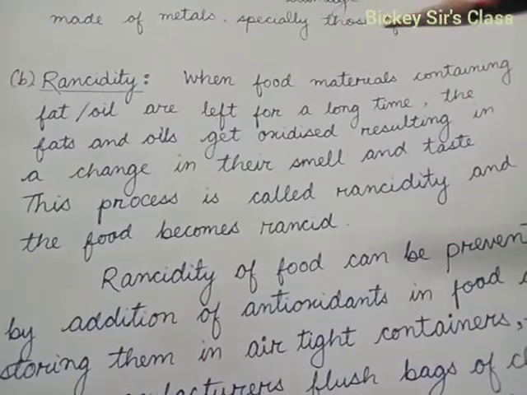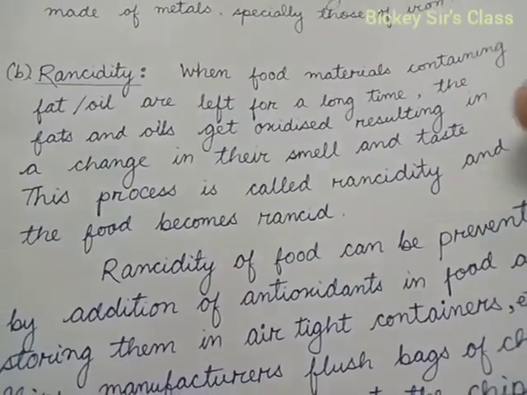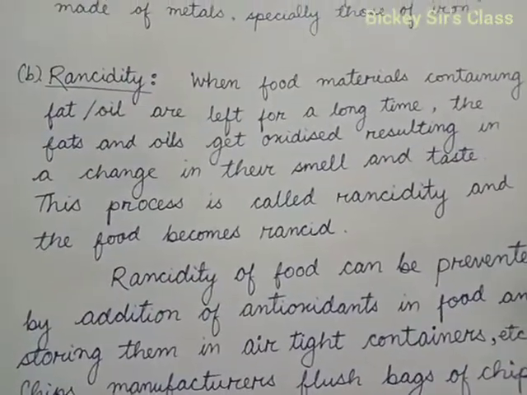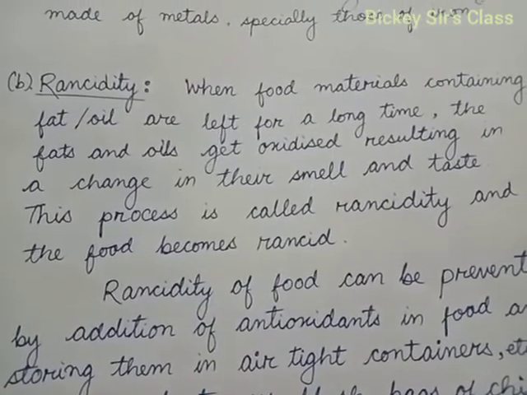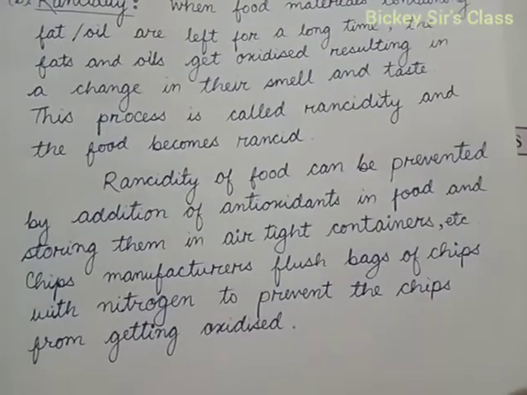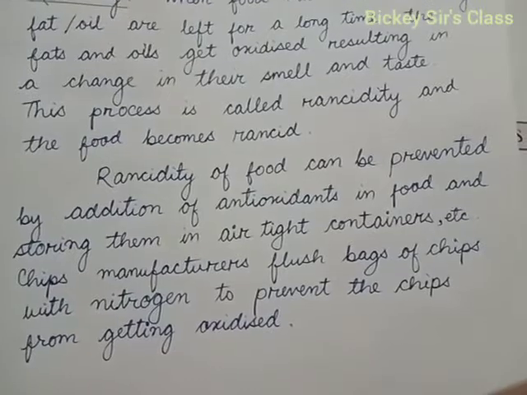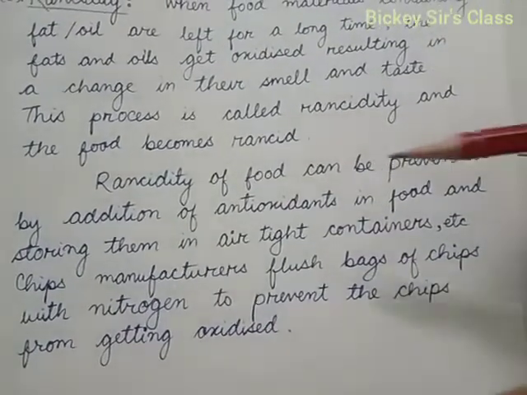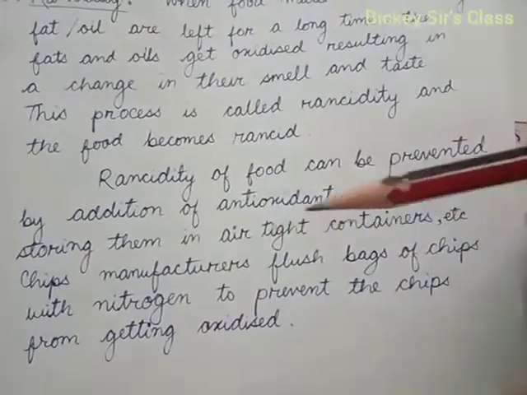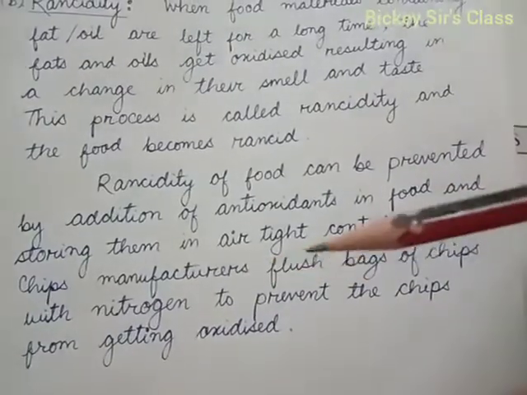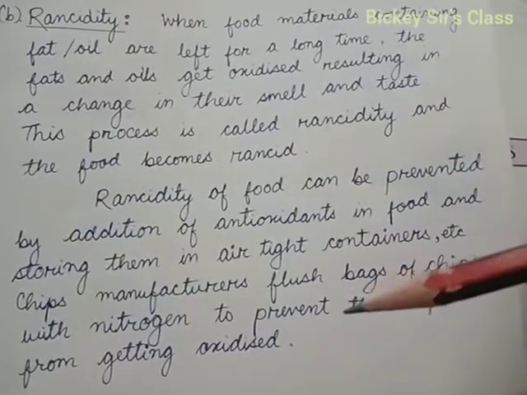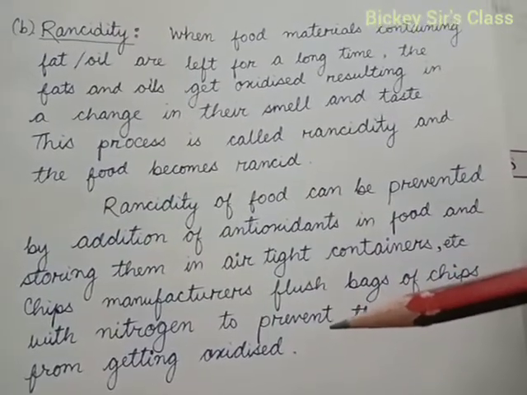Rancidity: when food materials containing fats, oils, etc. are left for a long time, the fats and oils get oxidized, resulting in a change in their smell and taste. This process is called rancidity, and the food becomes rancid. Rancidity of food can be prevented by addition of antioxidants in food and storing them in airtight containers, etc. Chips manufacturers flush bags of chips with nitrogen to prevent the chips from getting oxidized. So it is good to mention these examples as it is provided in our lesson.